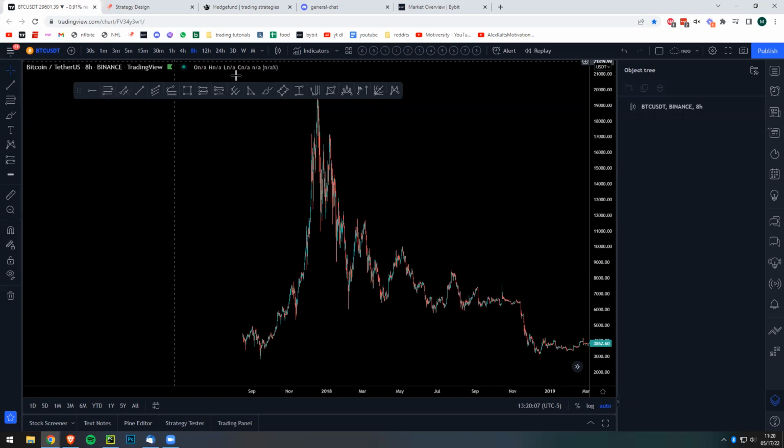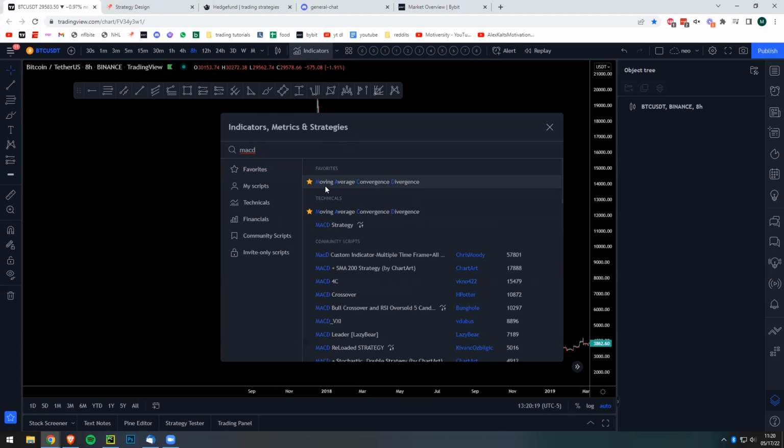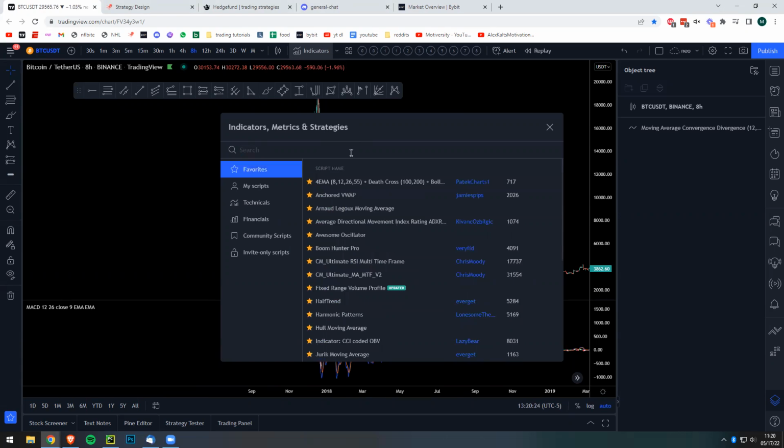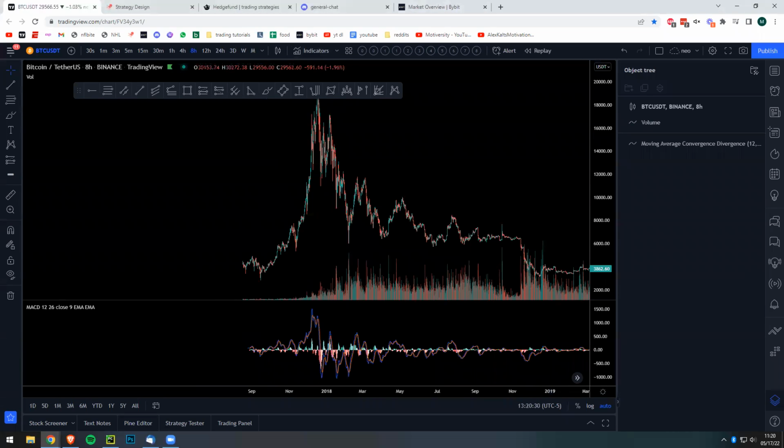So what we're going to do is we have this here. I'm on the BTC USDT on Binance on the 8-hour. Okay. And so we are going to go to the indicators, and we are going to type in MACD, and you'll see moving average convergence divergence. Then we are also going to type in volume, because we want the volume to be there as well. And so these are the first two that you're going to want to make sure that you guys have on your chart.